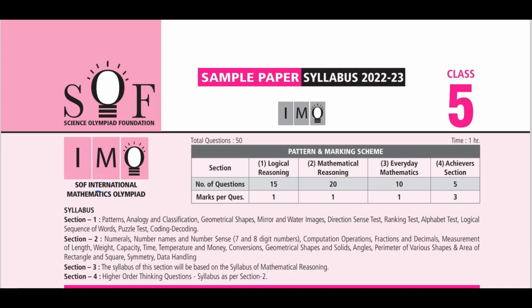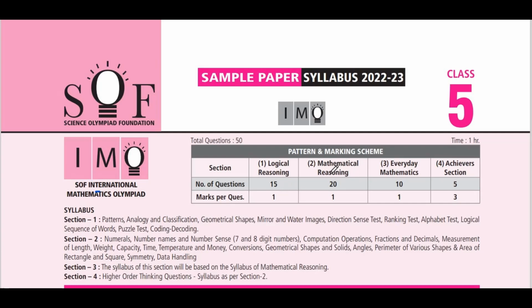So now let's see the pattern and marking scheme in your IMO exam. So we will be having a total of 50 questions. These 50 questions are divided into 4 sections. The first section would be the logical and reasoning skill. The logical and reasoning skill questions are very easy, but you have to think a little out of the box. You will be having 15 questions in this, and each question would carry 1 mark.